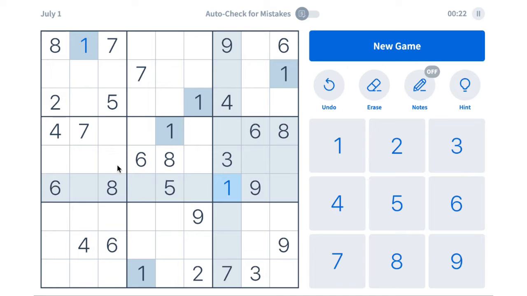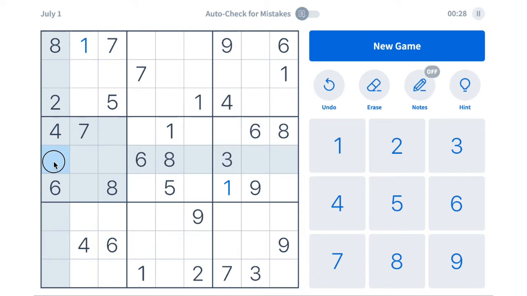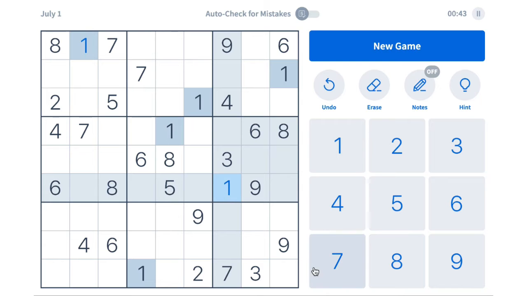So this is a fun technique. How do I know this must be a 1? We have a 1 here, and we have a 1 here. So the only possible option for the 1 is to be placed in one of these two cells, in this row. This can't be 1 because of that 1, and this can't be a 1 because of that 1. So that must be a 1.